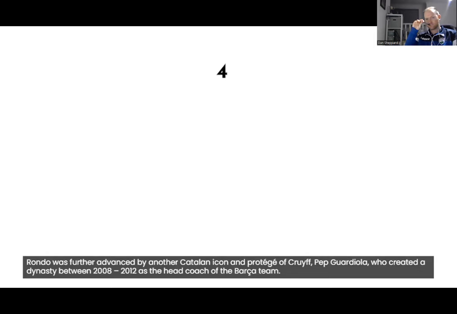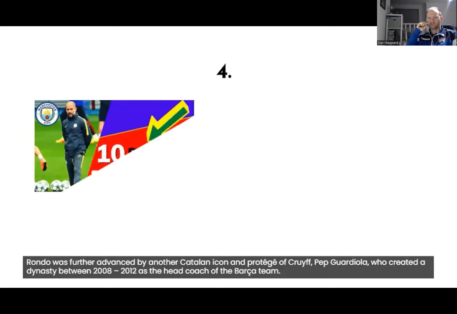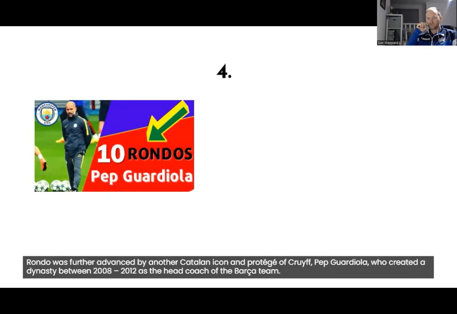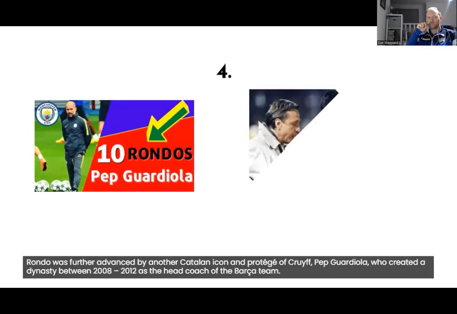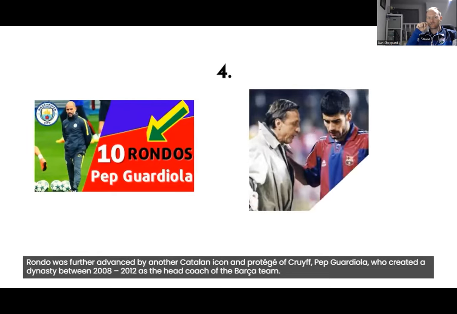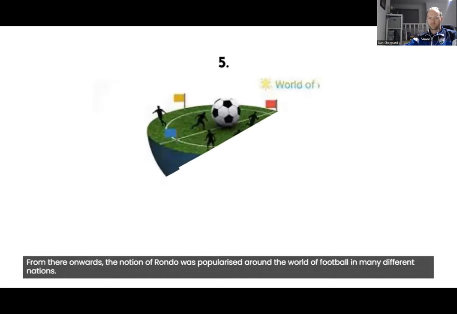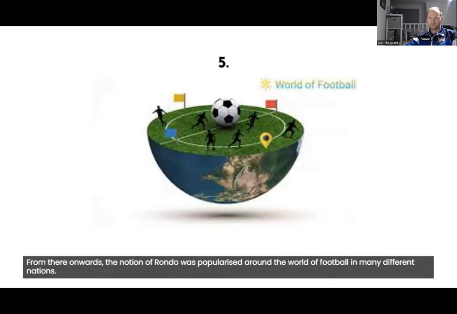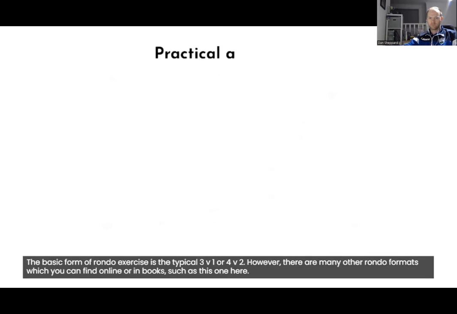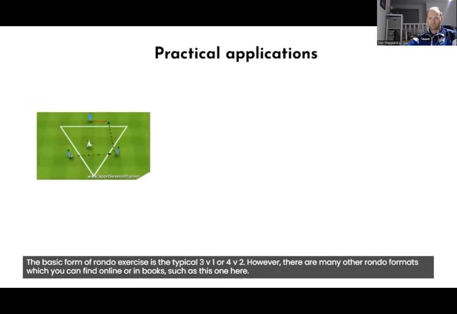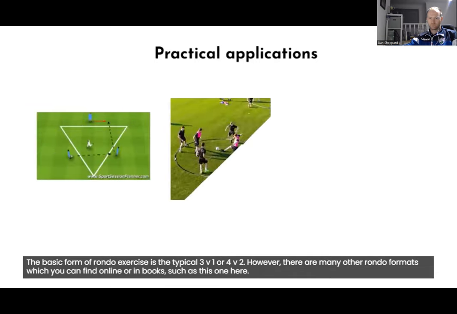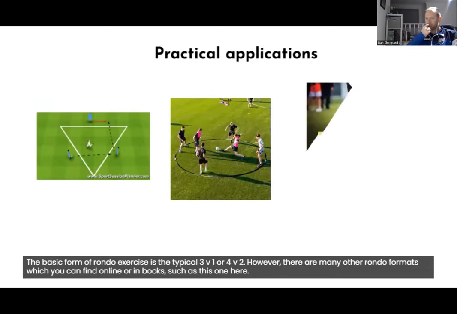Rondo was further advanced by another Catalan icon and protege of Cruyff, Pep Guardiola, who created a dynasty between 2008 and 2012 as the head coach of the Barca team. From there onwards, the notion of Rondo was popularized around the world of football in many different nations. The basic form of Rondo exercises is the typical 3v1 or 4v2. However, there are many other Rondo formats which you can find online or in books, such as this one here.